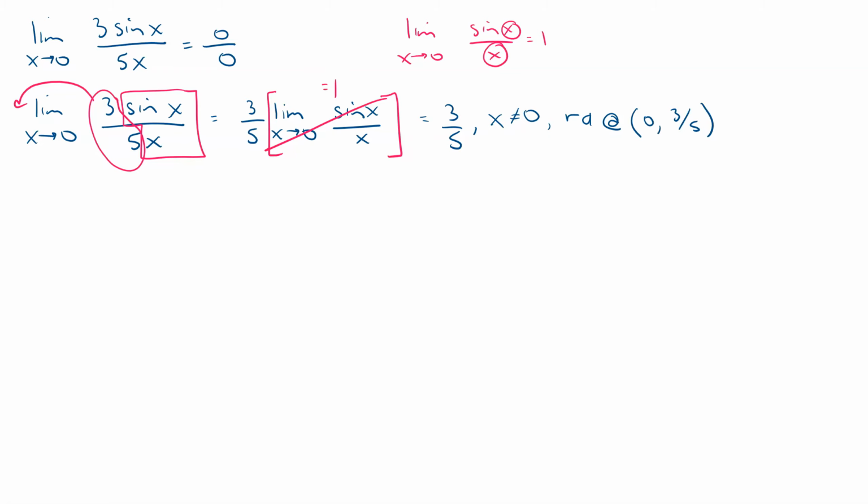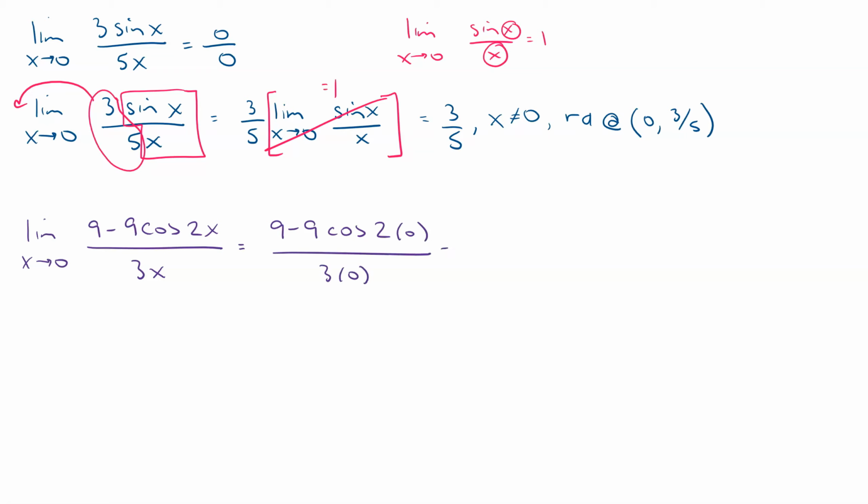How about this problem, guys? We've got the limit as x goes to 0 of 9 minus 9 cosine 2x over 3x. This one's going to be a fair bit more complicated. Alright, so when I plug in 0, I get 9 minus 9 cosine of 2 times 0 all over 3 times 0. That's going to be 9 minus 9 cosine 0 over 0. Cosine of 0 is 1, so what we have is 9 minus 9 over 0. We have 0 over 0.